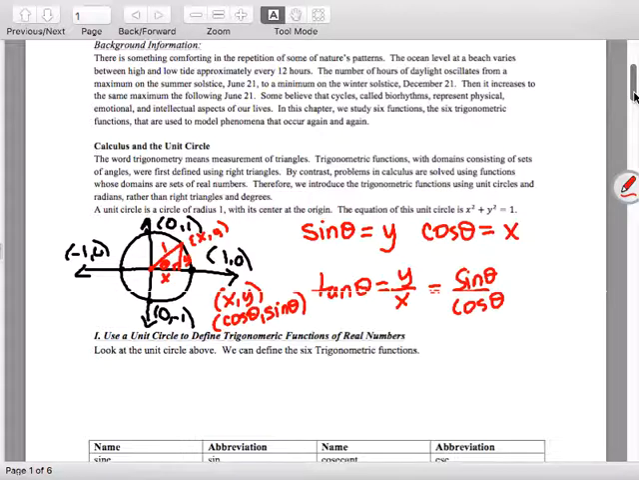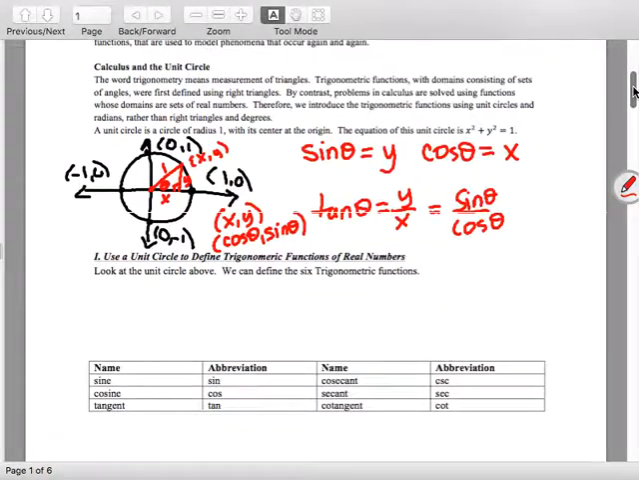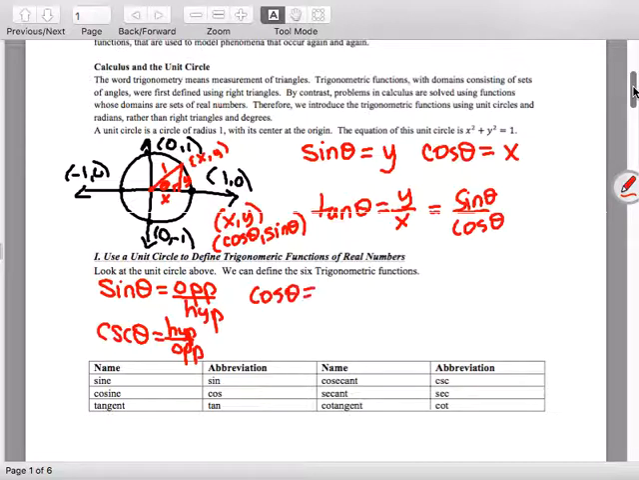I am acting on the assumption that you've done some work with trigonometry last year. We can define the 6 trig functions. Sine theta was opposite over hypotenuse, and it has a reciprocal of cosecant, which is hypotenuse over opposite. Cosine theta from SOHCAHTOA is adjacent over hypotenuse.